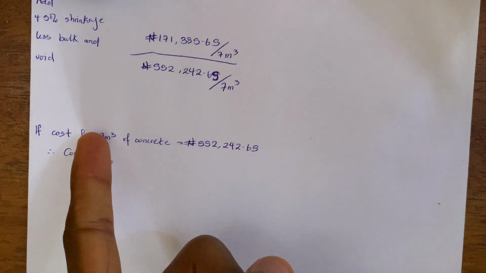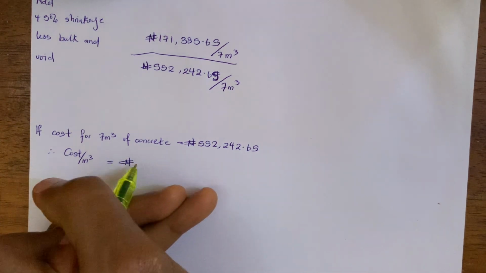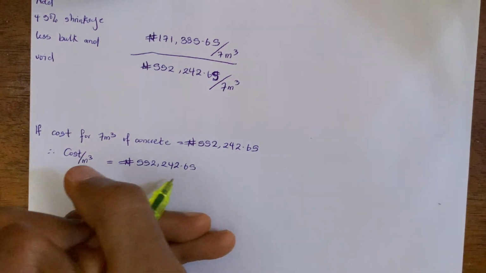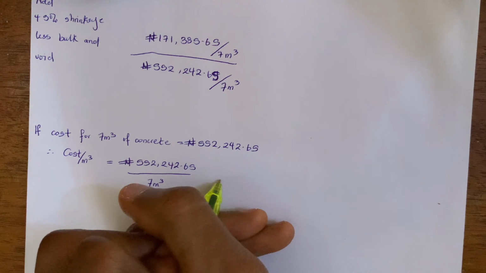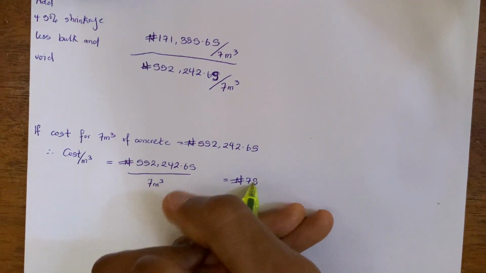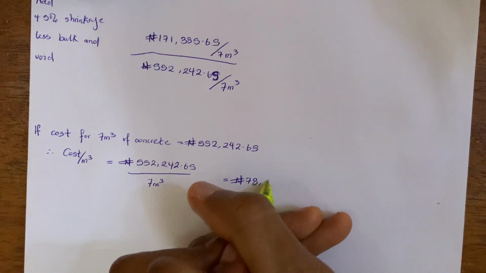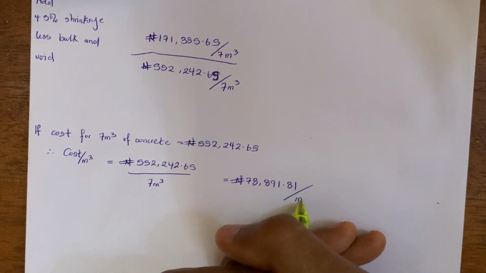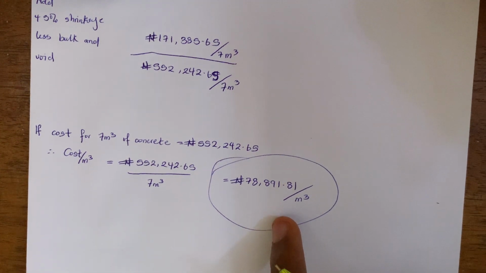You now divide this by 7. So it's 552,242.65 divided by 7 meter cube. And that will be equals to 78,891.81. So this is our rates for the material.